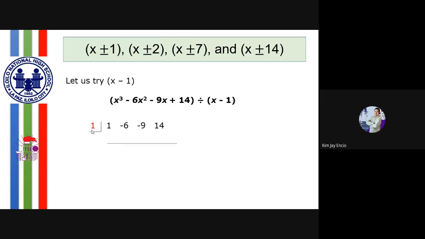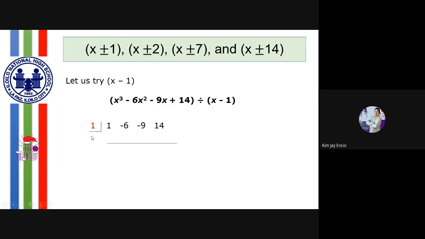How about x minus 1? Because whether we like it or not, we really have to do trial and error. Let's try x minus 1. Hopefully, it will work. Same thing: equate x minus 1 to 0. That's x equals 1.